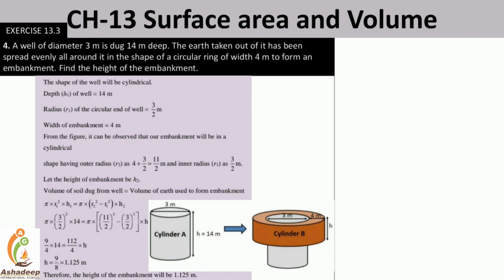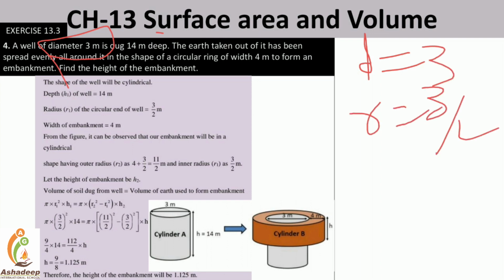Okay, now question number 4, and this is a good question. A well of diameter 3 is dug 14 meter deep. So the diameter is 3, so the radius is going to be 3 by 2, and the deep means what? h is equal to 14, right?